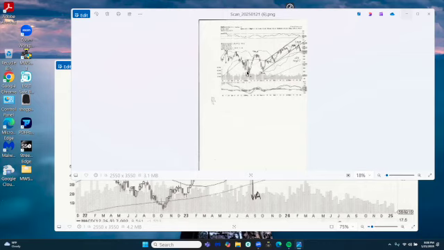What happens with a 786 move, it'll often replace itself. It's one of the Fibonacci numbers that replaces itself. In other words, if you have a move that's come down to a 786, it may well go up to a 786, which is 3/4 of the move that came down. And that's just what happened here.